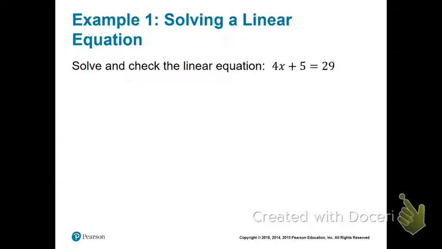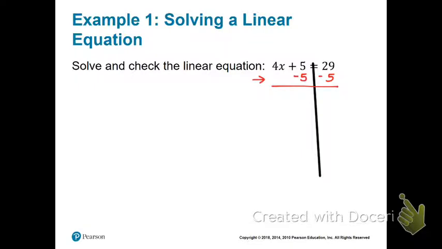So we're going to solve and check that 4x plus 5 equals 29. So first, let's solve that. And so I can see that my x's are all on the left, so I need all my non-x's on the right. So we're going to subtract this 5 to move it over. Remember what you do to one side, you do to the other. When you're on this line here, they should always be exactly the same thing.